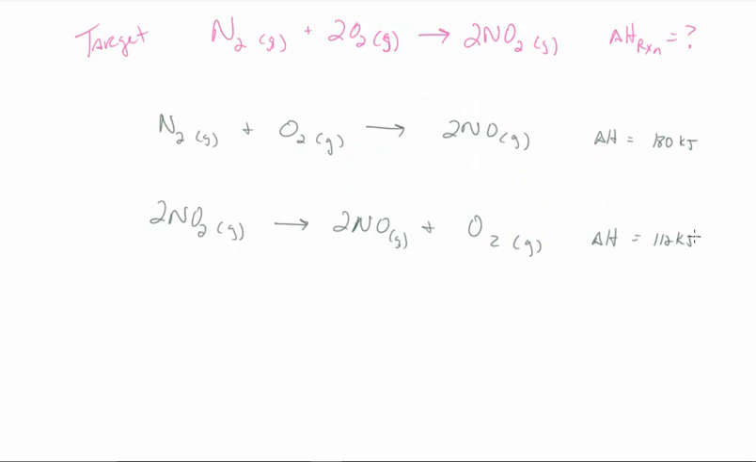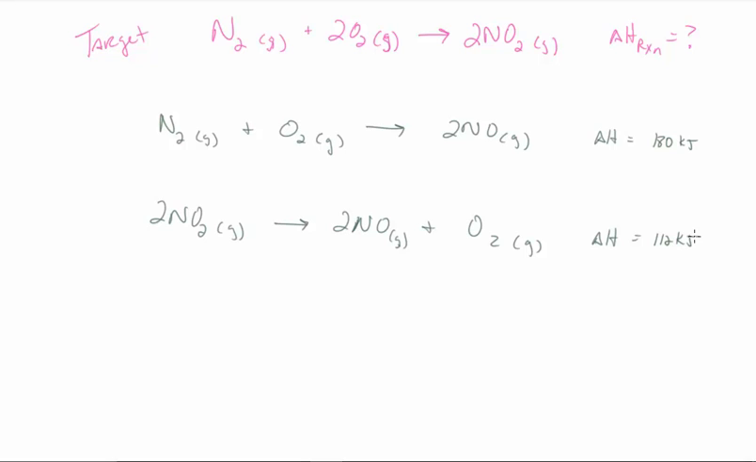Okay, and so a situation where we might run into this is where we have a target reaction, and for whatever reason, we can't actually get the reaction to occur in one step. We've got to get a series of reactions to get this to happen, and what we can do is calculate the overall enthalpy or energy exchange based on looking at the half reactions that we know.